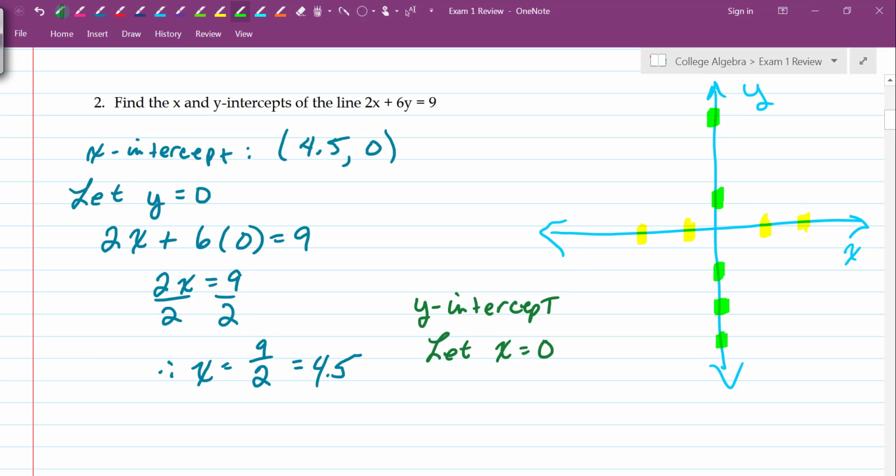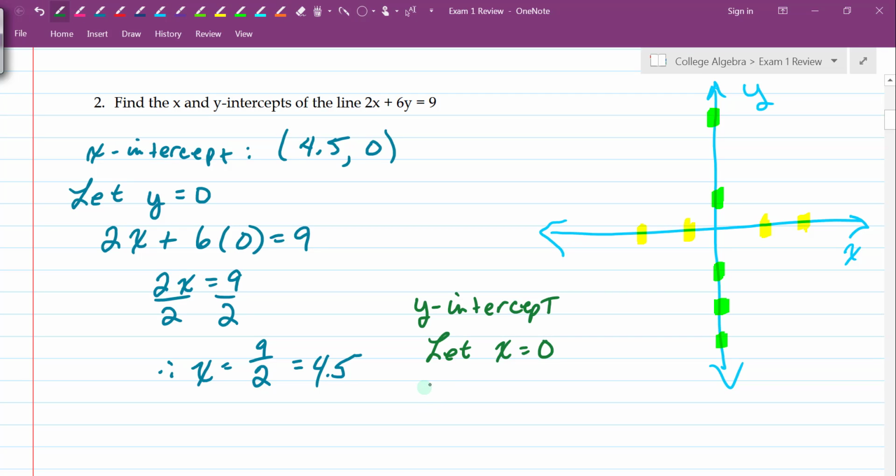So if x equals 0, we're going to have 2, whoops, let's try that again. We're still having some technical difficulties. Let's see if I can get my ink to change over here. There we go. And let me see if I can undo that right there.